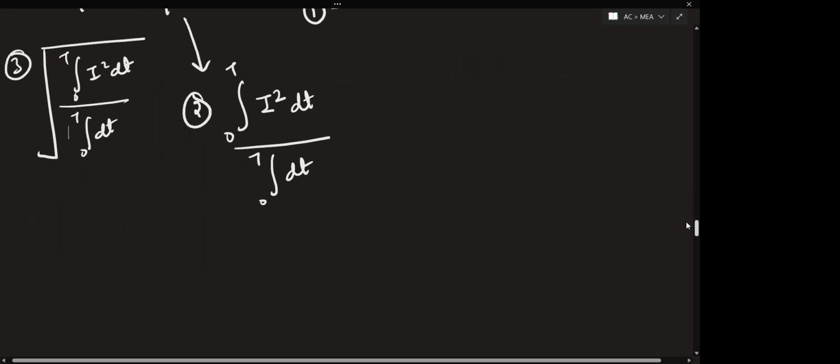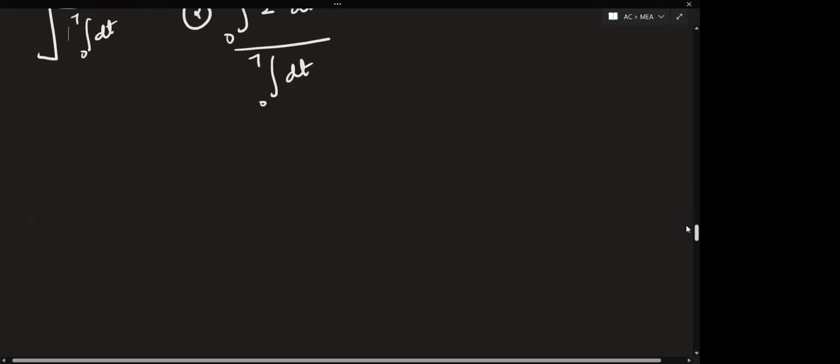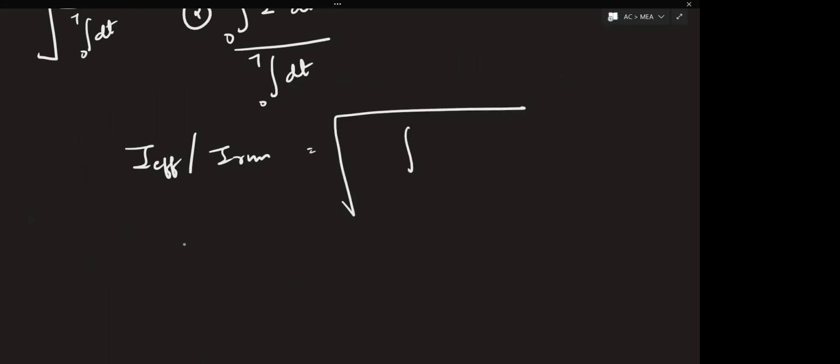So I effective, I RMS, I virtual, whatever you have to call it, by any name you can call it. This will be equal to what? This will be equal to root, this is the mean, root mean square. I RMS, RMS, root mean square.